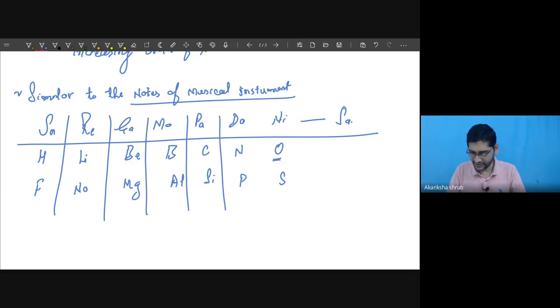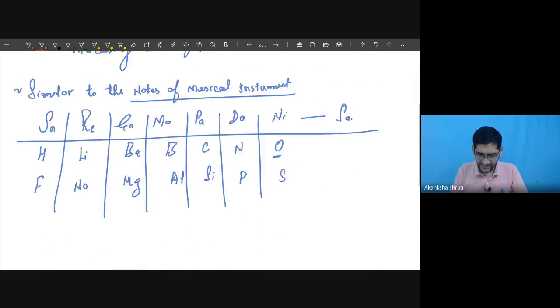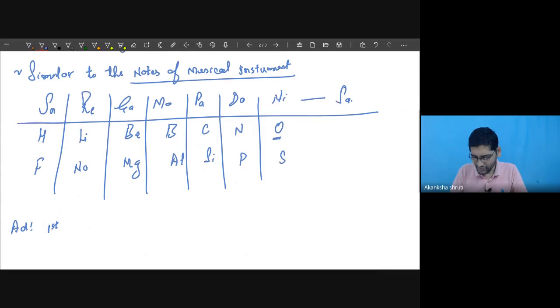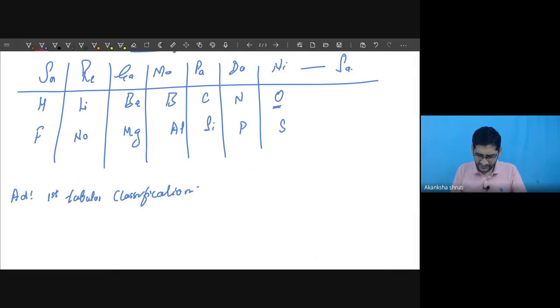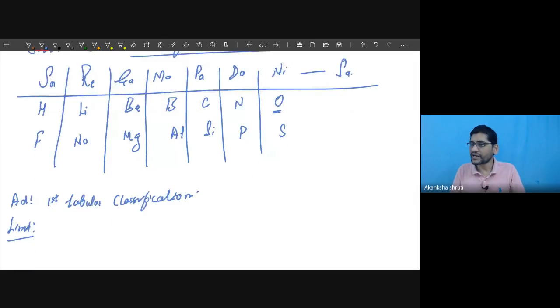So this classification: Dobereiner's triad was not at all a periodic classification or any tabular form, but this Octave of Newland had the advantage that it was the first tabular classification. Classification or grouping, the words mean the same. But what was the limitation, student? The limitation was that a limited number of elements were known, and noble gases had no position, as they were not known.